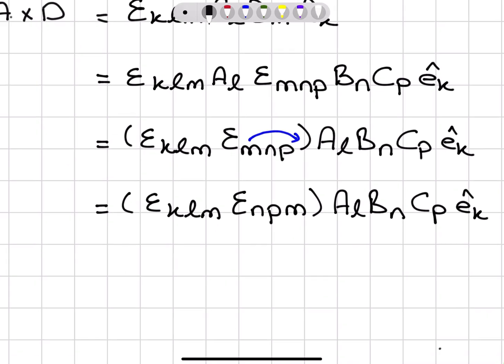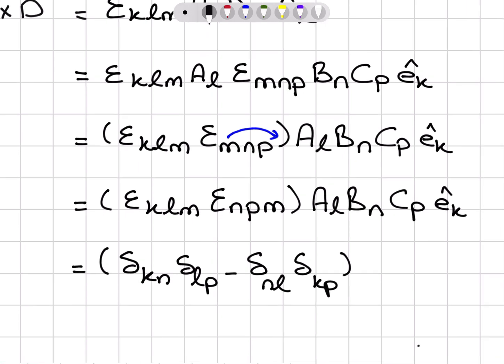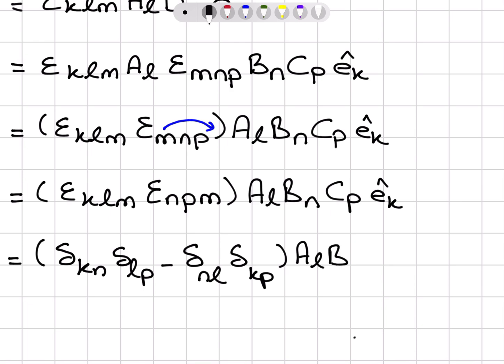Okay, now I'm ready to use the Levi-Civita identity. Kronecker delta, firsts k and n, Kronecker delta, seconds l and p, minus Kronecker delta, inners n and l, Kronecker delta nl, and outers Kronecker delta kp. So these are the outers. So I have Kronecker delta kp multiplied with al bn cp ek hat.